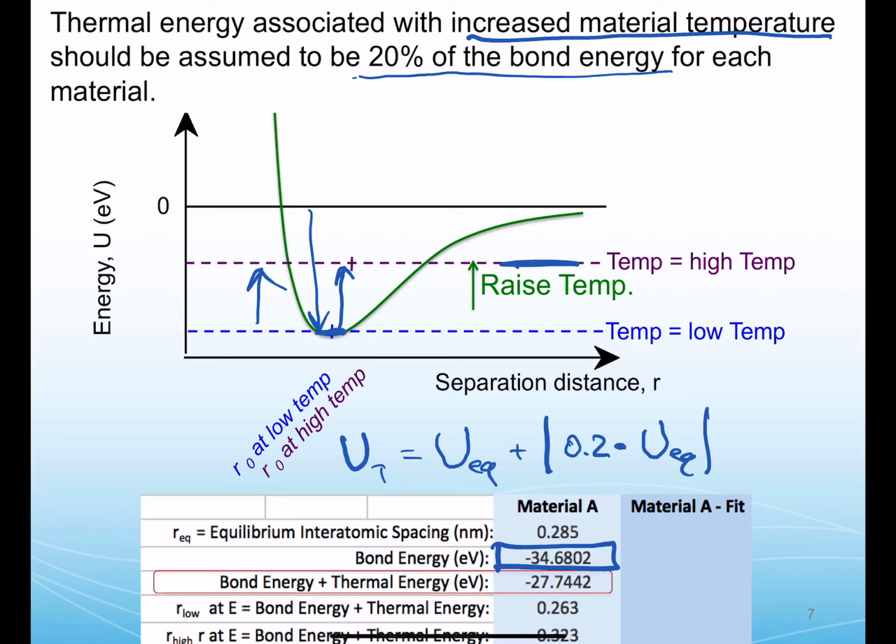for material A. Materials B, C, and D, which are tabulated to the right, are going to be different in their U EQ, and you'll add a different amount than 7 electron volts to get the new entry down below.